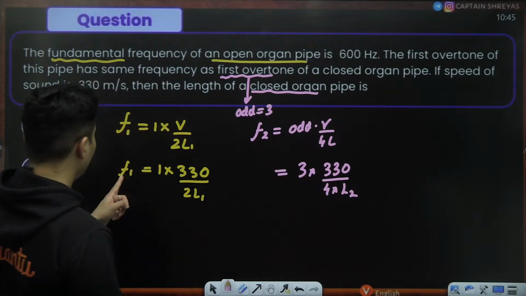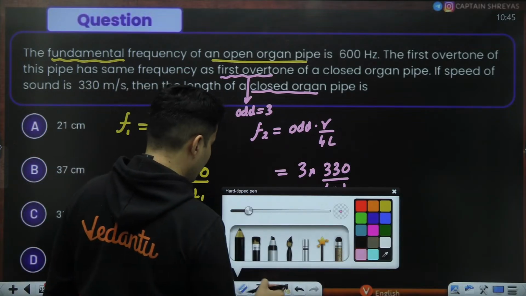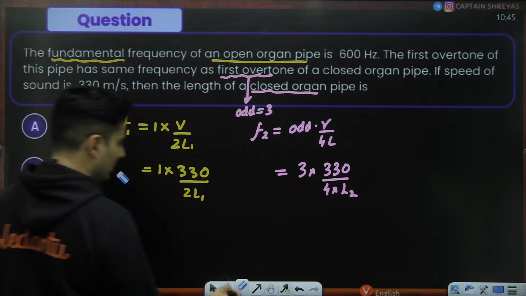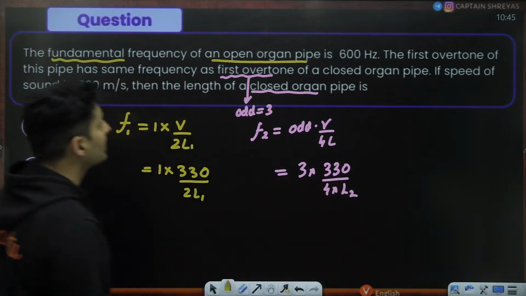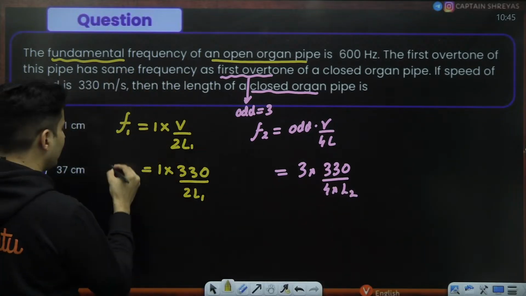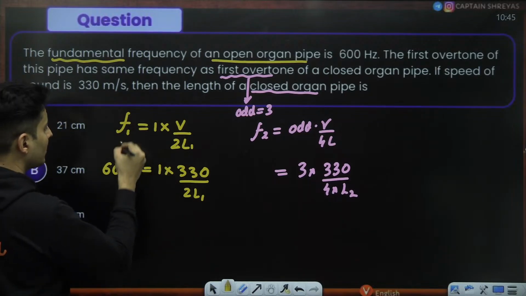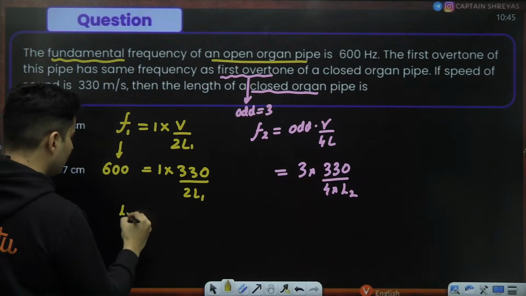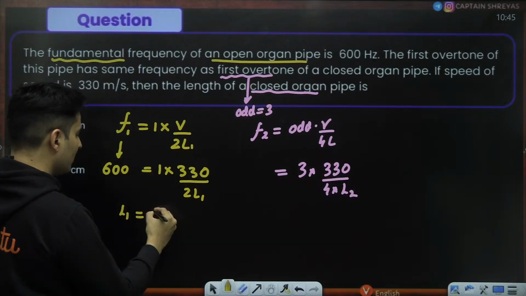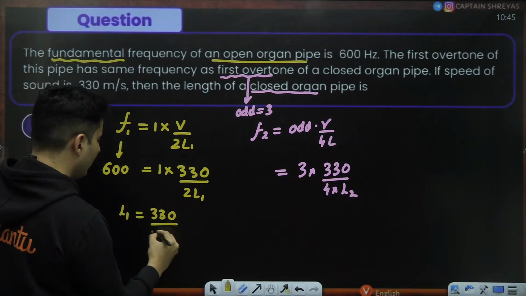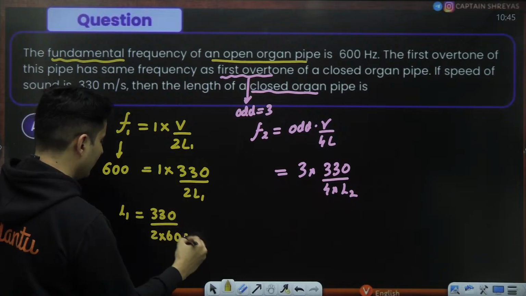Now this value is given to me. Just check this out, this particular value is given to me. The fundamental frequency of that pipe is basically 600 hertz. This is already given to me. So just substitute that. So from this, we'll get the value of L1. How much will it be? 330 divided by 2 multiplied by 600.